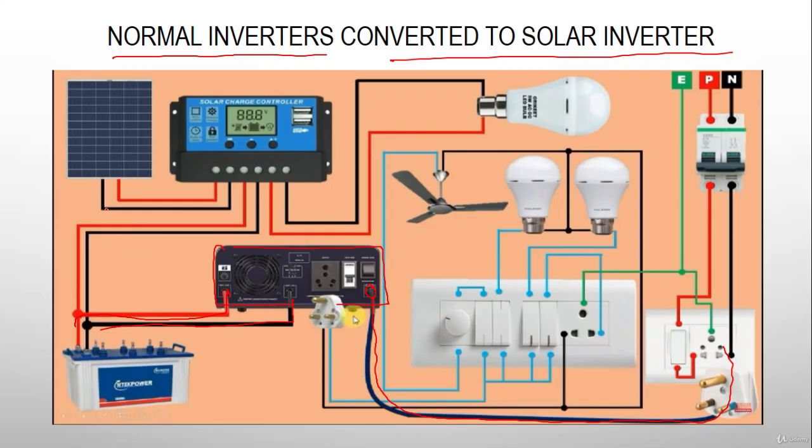But whenever we want to convert the system into a solar inverter system, if we connect the solar panel connection to this inverter, it will not accept these connections, because the supply we are getting is a variable DC voltage.